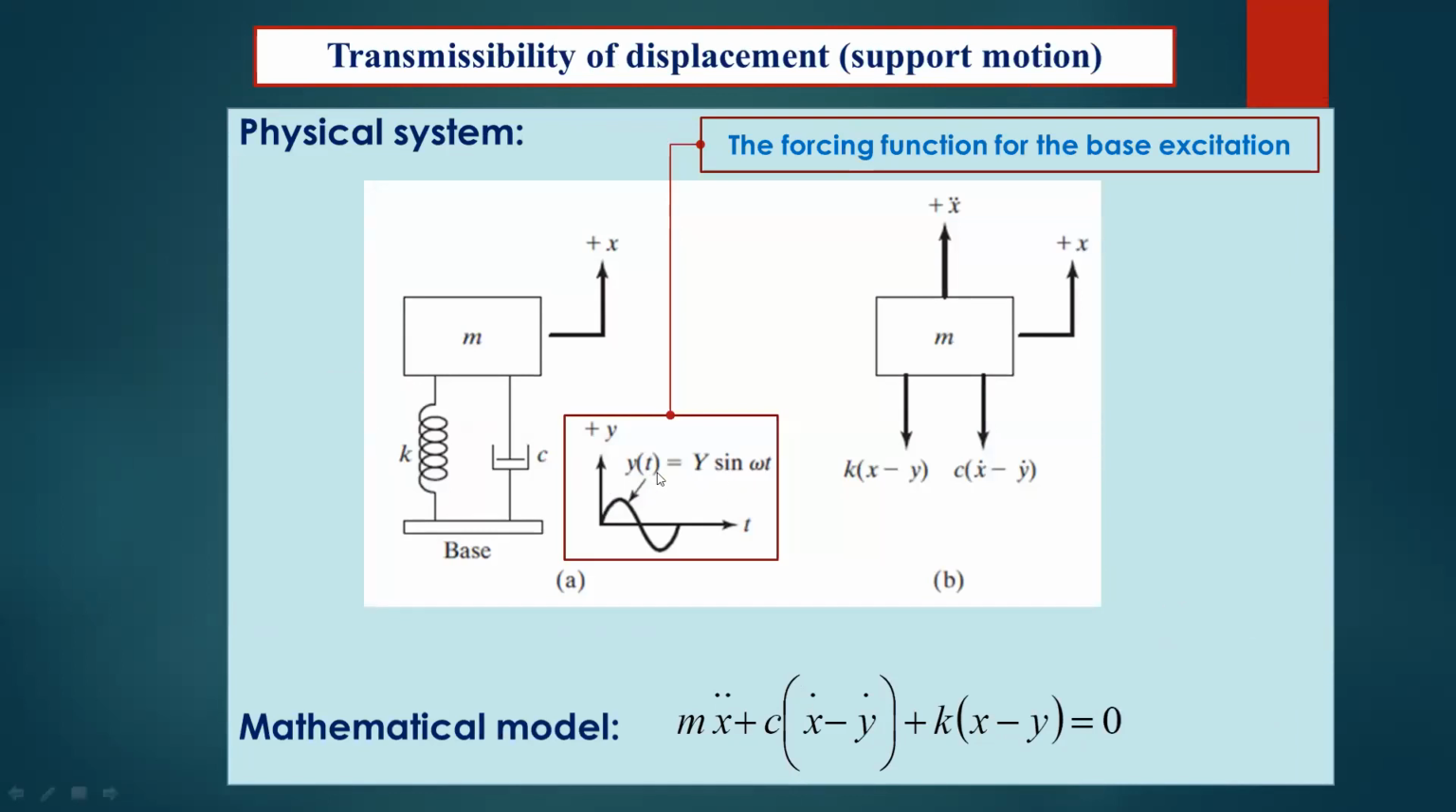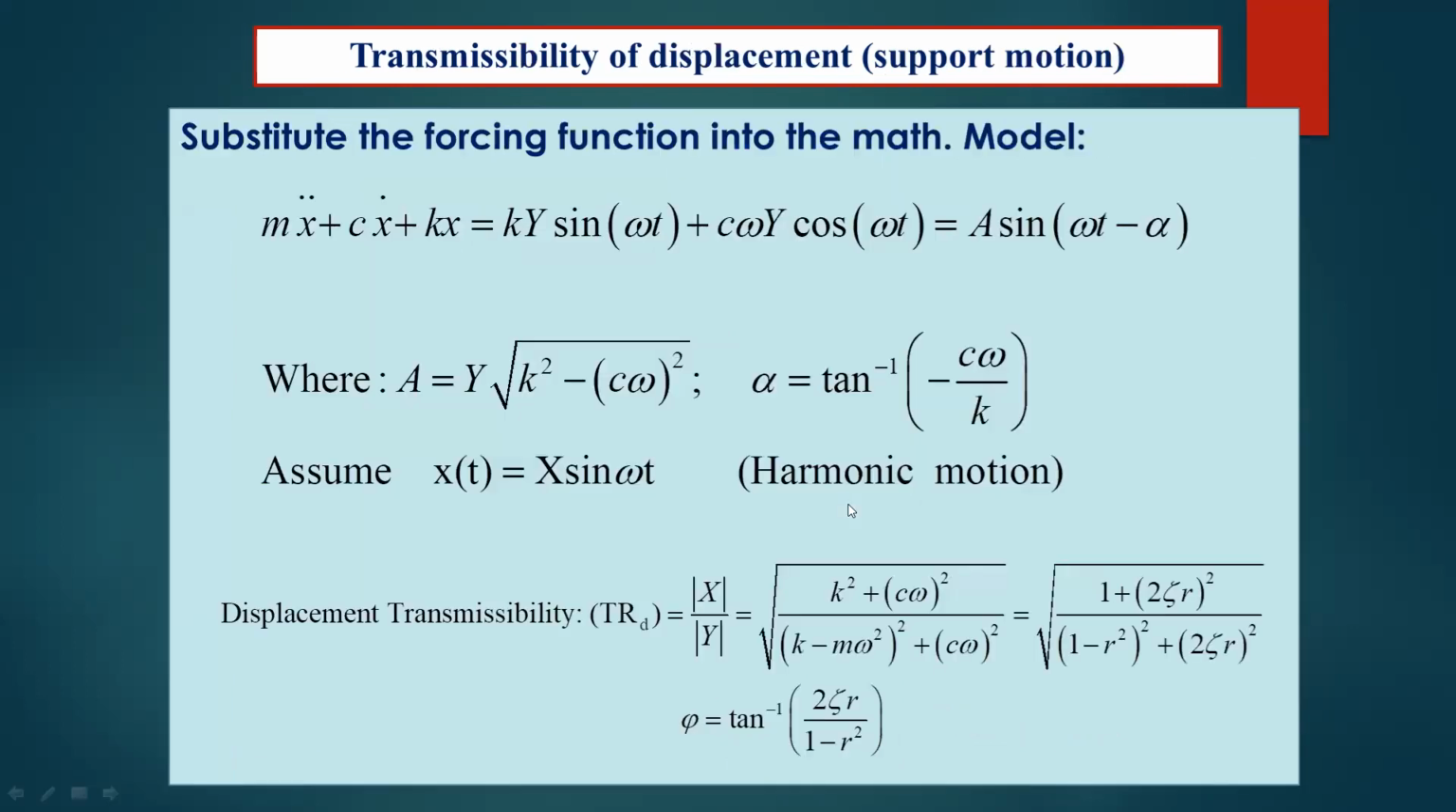Okay, y of t is equal to Y sine omega t. Again, y dot is Y times omega cos omega t. So look, these are here. m x double dot plus c x dot plus k x is equal to kY sine omega t plus cωY cos omega t.